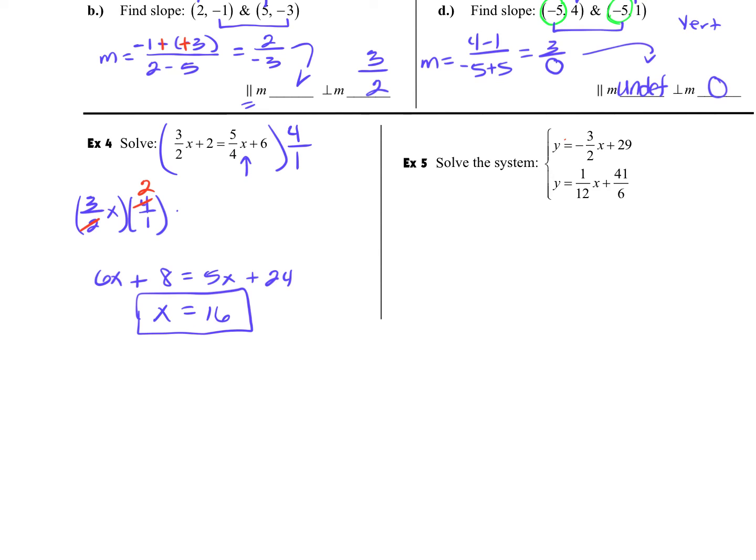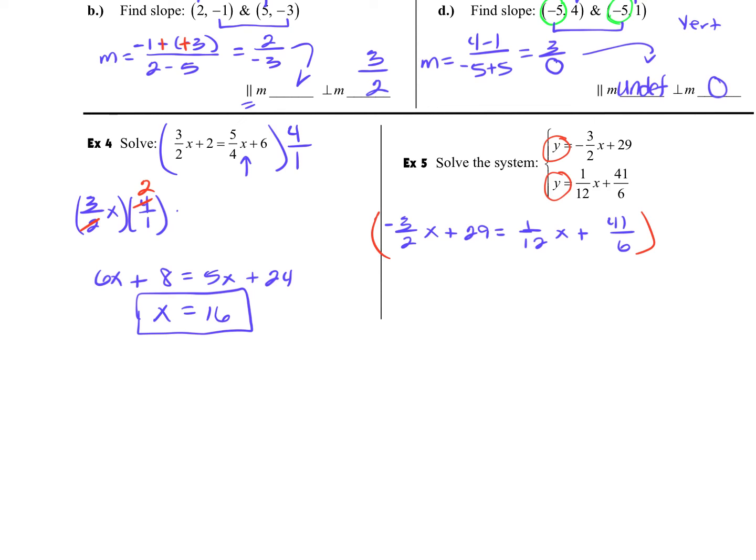What we want to notice on this problem is that both of the equations are set up to equal y. If each of these right-hand sides equal y, then that means that they can be set equal to each other because they are the same. So we can start this off and say a negative 3 halves x plus 29 equals 1/12 x plus 41 over 6.